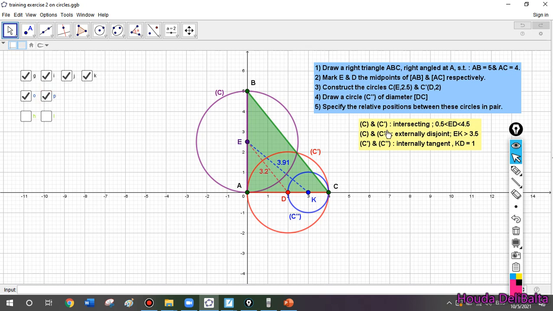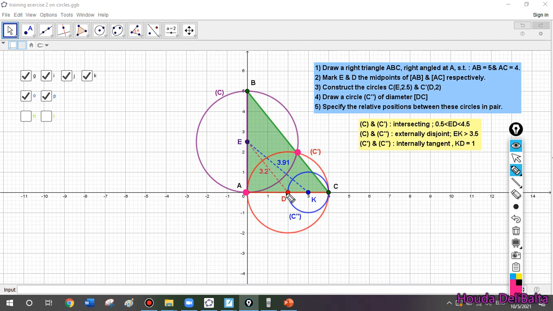According to C and C prime, so according to the purple one and the red one, it's clear that they are intersecting, and here are the intersection points. Here is the first one, and here is the second one. So C and C prime are intersecting. Notice that the distance between their centers, which is the distance ED, measures 3.2. I just measured it while preparing this exercise. We can use the ruler and measure it.